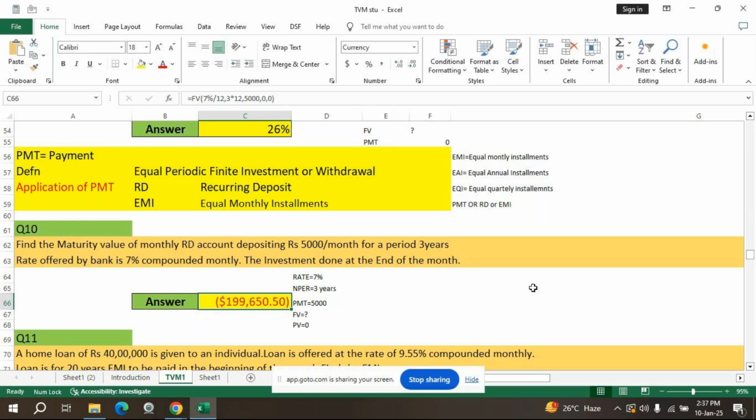What is the mistake we have made? How can I rectify this mistake? We have to insert minus 5,000. Yes, correct, very good. So press F2, put minus 5,000 here, and press enter. Now we will be getting 199,650.